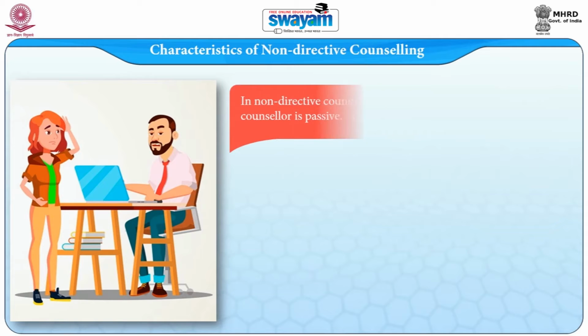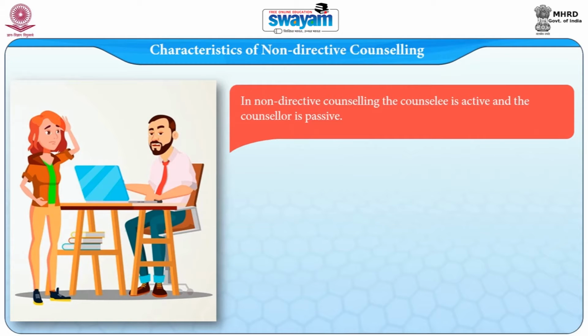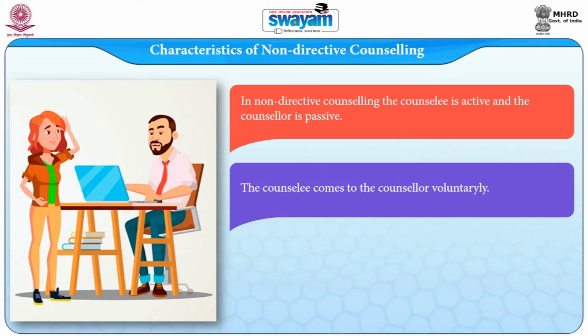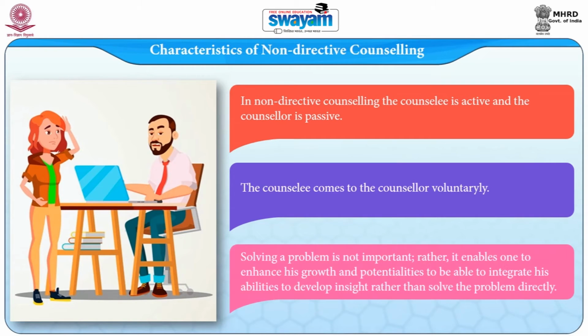Characteristics of non-directive counseling. First, in non-directive counseling, the counselee is active and the counselor is passive. The counselee comes to the counselor voluntarily. In this approach, solving the problem is not important. Rather, it enables one to enhance his growth and potentialities, to integrate his abilities, and to develop insights rather than solve the problem directly.